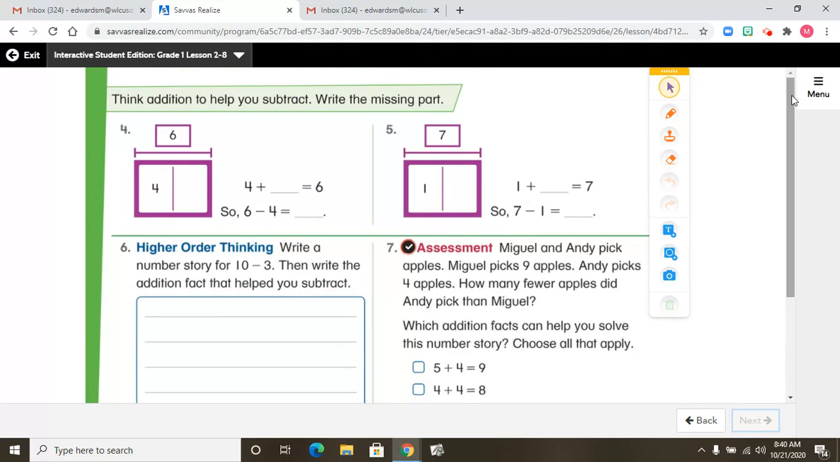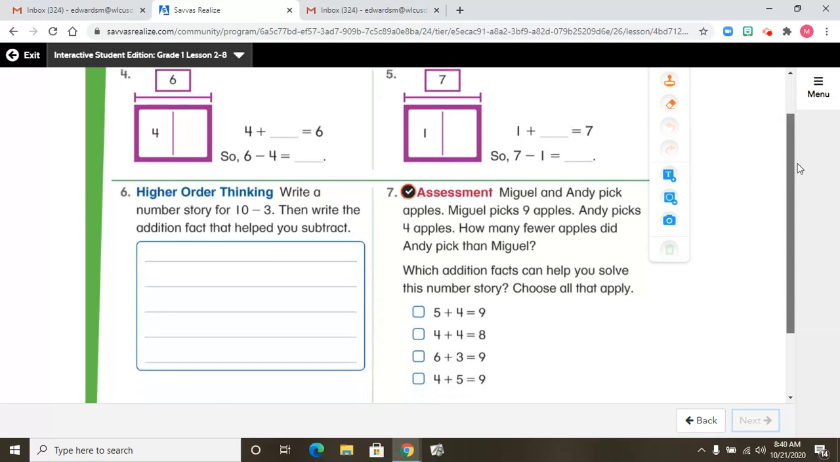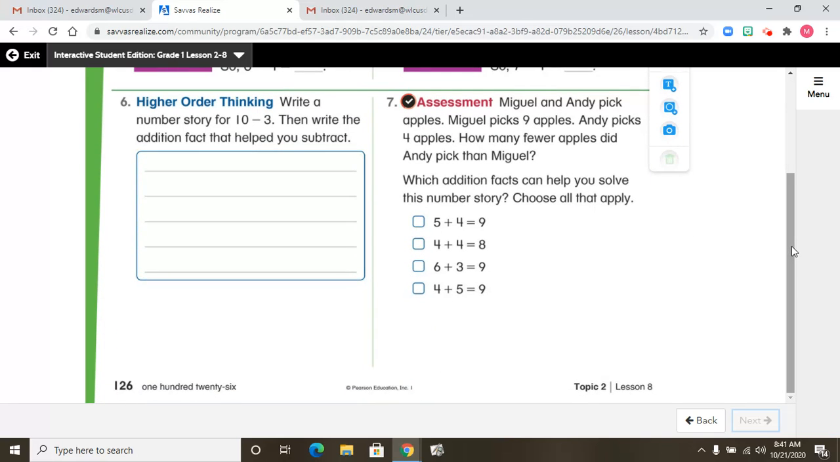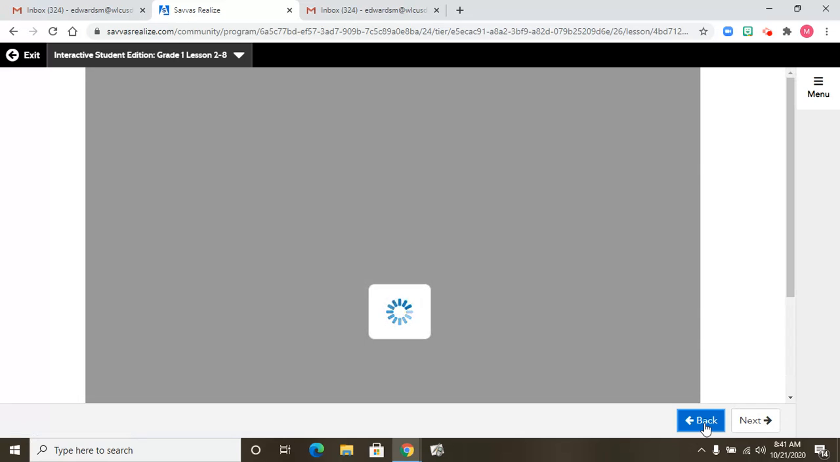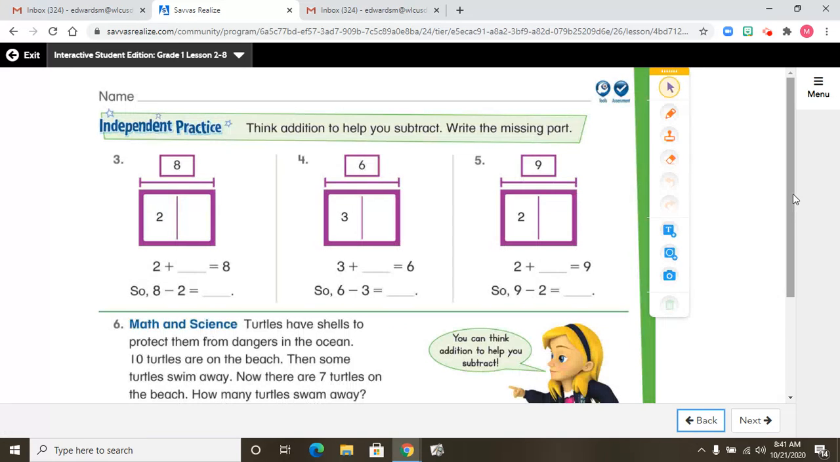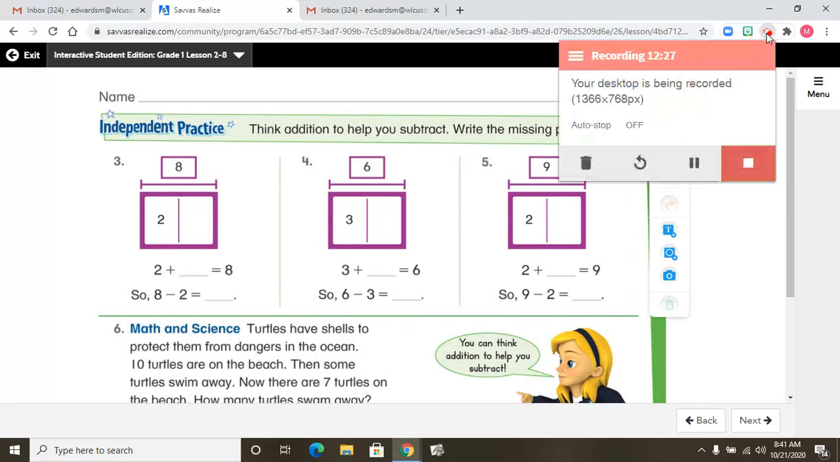All right, and after you get done with your work, you need to do your quick check, 2-8, on the Savas website. Please make sure you do those. It's not good to fall behind, so make sure you finish those, please. And that is it for today.